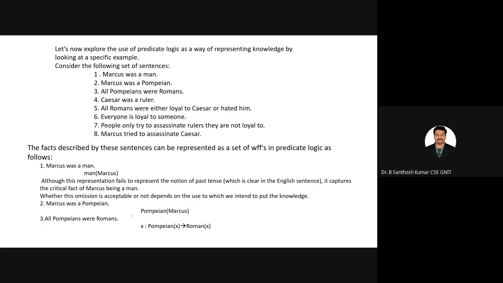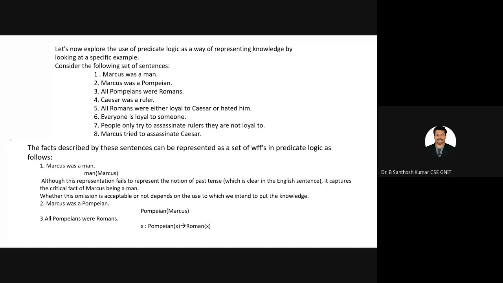Then one example is given, showing how we represent it in knowledge representation. Here some examples are given. The first one is Marcus was a man. Then Marcus was a Pompeian. All Pompeians were Roman, which indirectly tells that Marcus is a Roman.